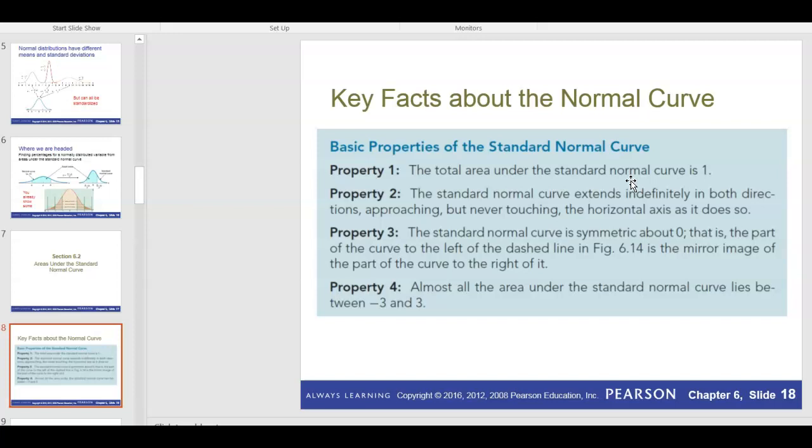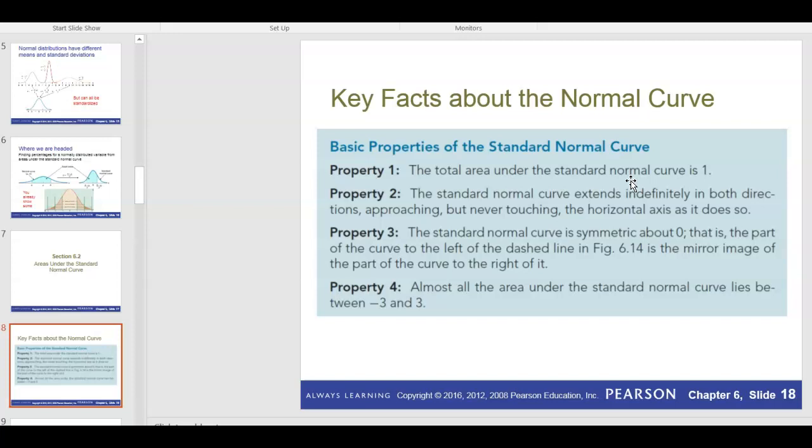The third property is that the standard normal curve is symmetrical. So the middle is at 0, and the right side and the left side of a normal curve could be folded on top of each other, and they have the same shape. And then the fourth property is something we've just talked about, and that is that almost all of the data in a normal curve lies between -3 and 3.